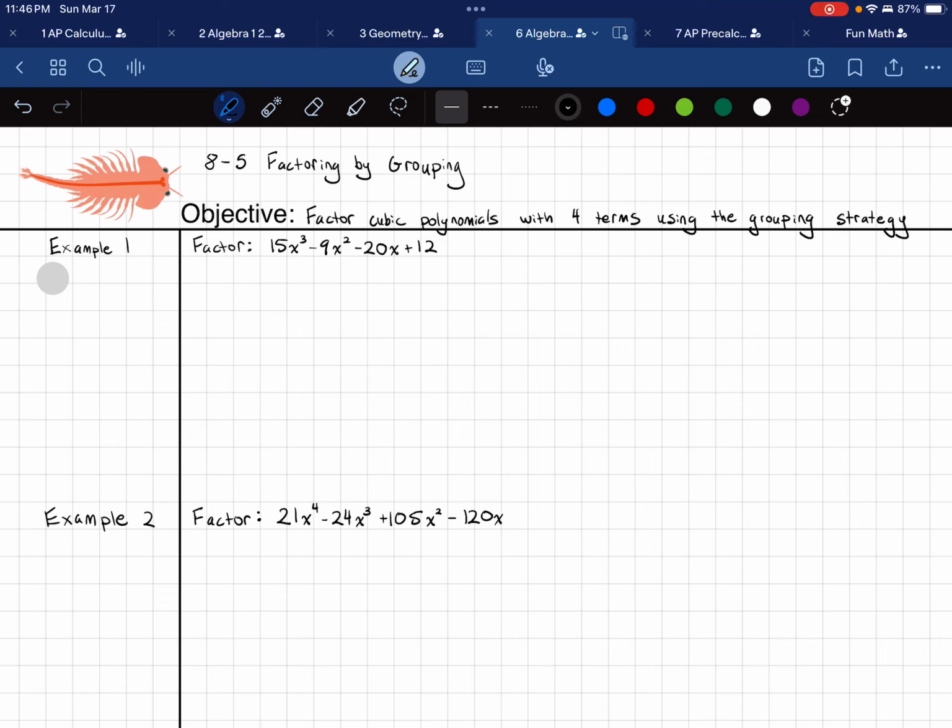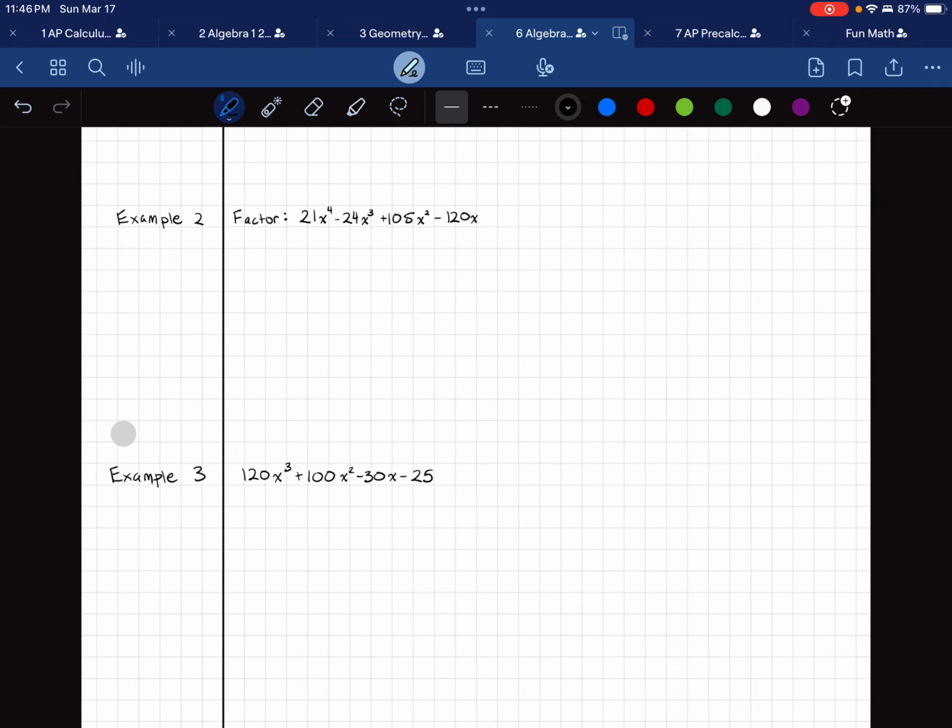This is Algebra 2, Lesson 8-5, Factoring by Grouping. Our objective today is to factor cubic polynomials with four terms using the grouping strategy. I just want to show you three examples, and I think you'll be able to pick it up from there.